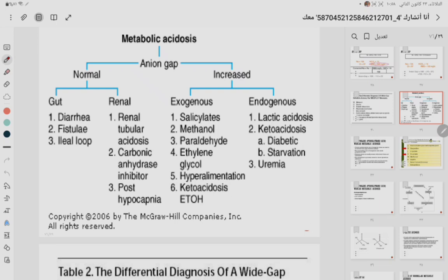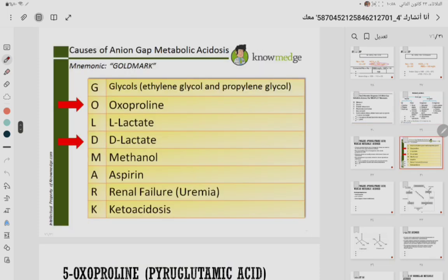So, and uremia, you have to remember that. So, metabolites: methanol, uremia, diabetic ketoacidosis, paraldehyde and isoniazid as well, lactic acidosis, and ethylene glycol and salicylate, toxic alcohol. Next. All these cause wide anion gap metabolic acidosis, okay?